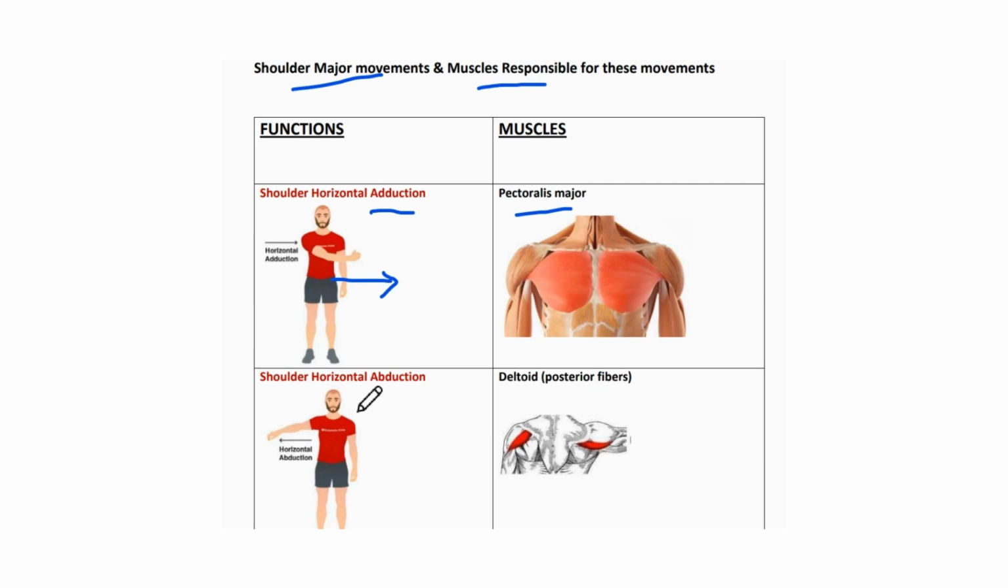The other movement is shoulder horizontal abduction. It will be performed as demonstrated here, and the muscle which is going to be responsible for shoulder horizontal abduction is deltoid posterior fibers.